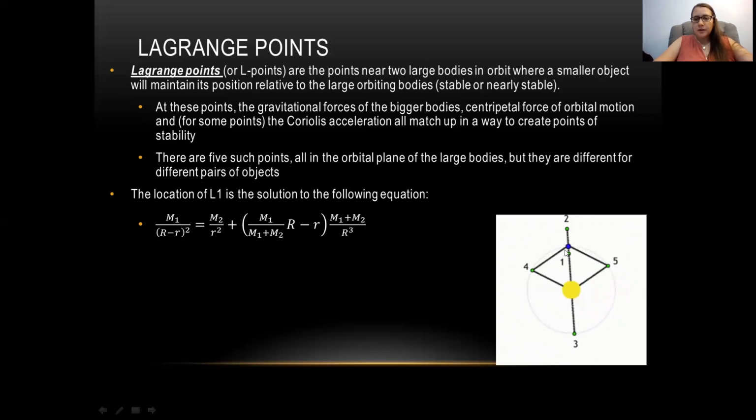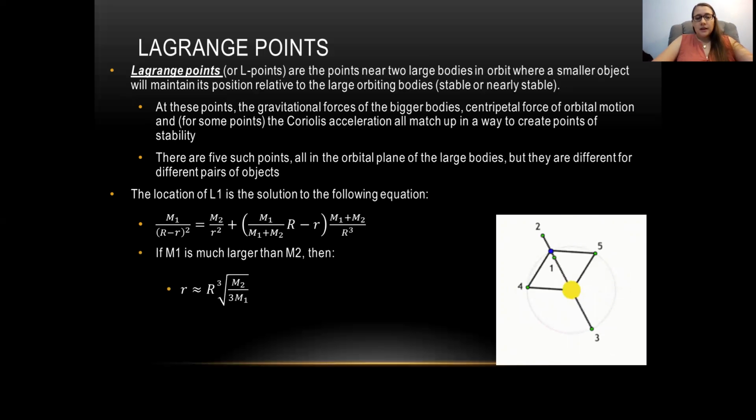So this L1 point is between the Earth and the Sun. This would be basically where the gravitational forces from the Sun and the Earth would balance out, and a satellite could just chill there, right? If mass 1 is much larger than mass 2, like the sun and the earth, then this radius is big R cubed times the square root of mass 2 divided by 3 times mass 1.